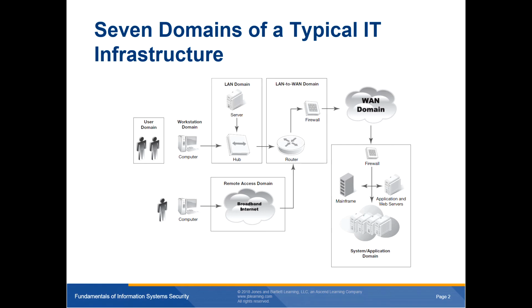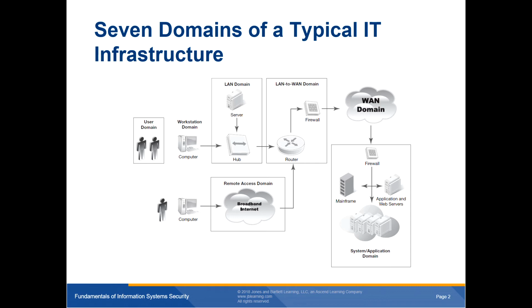There are 7 what they call domains, and the first one is the user domain, which defines the people that access an organization's information systems. Then we have the workstation domain, which includes desktop computers, laptop computers, special purpose terminals, or any other device that connects to the network. Then the local area network domain, a collection of computers connected to one another or to a common connection medium, but all within one local area network.